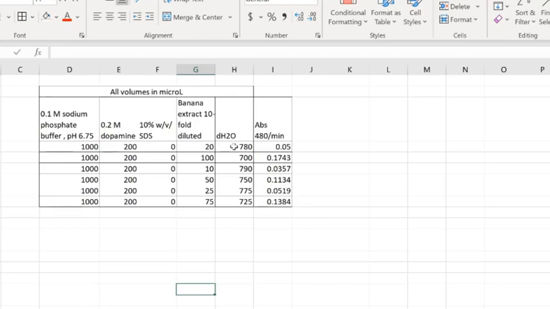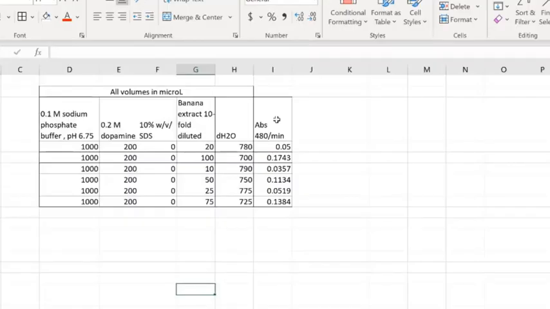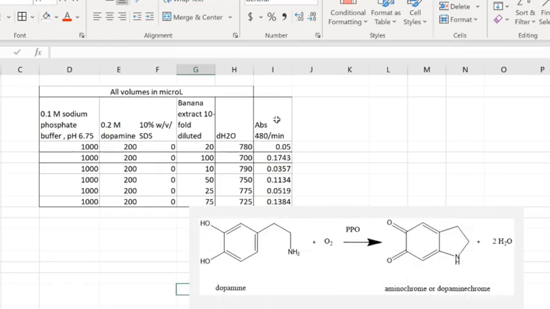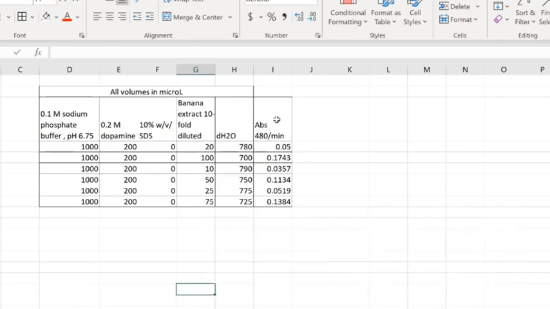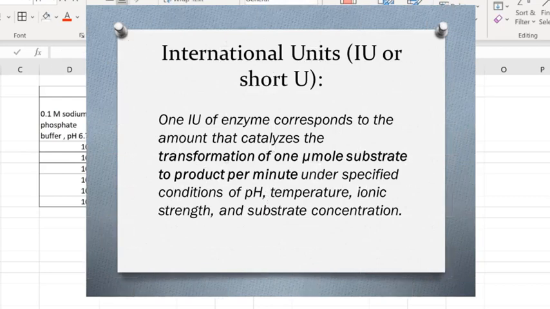The first step of the analysis is to convert these absorbance increase values per minute in international units of enzyme activity, or in other words, how many micromole dopamine were converted into dopamine chrome per minute. So micromole per minute is the final unit for enzyme activity. So here I can write PPO activity and then as a unit micromole per minute, which is the same as an international unit.